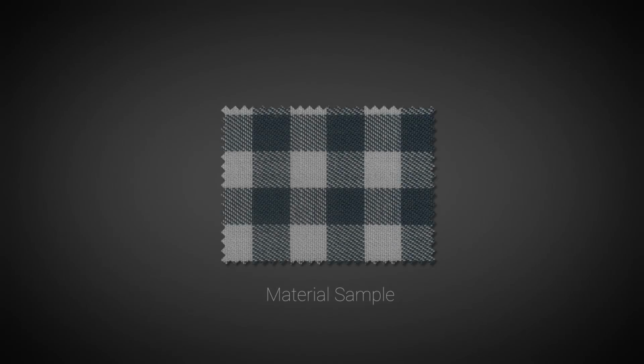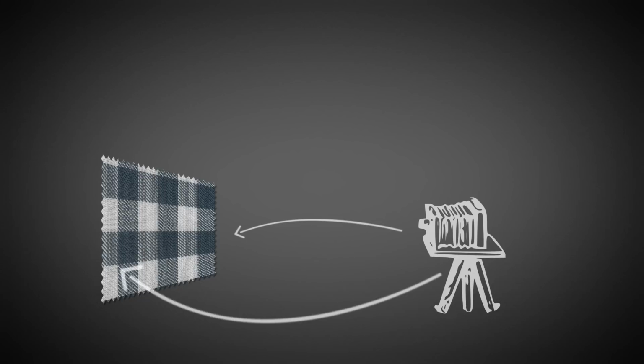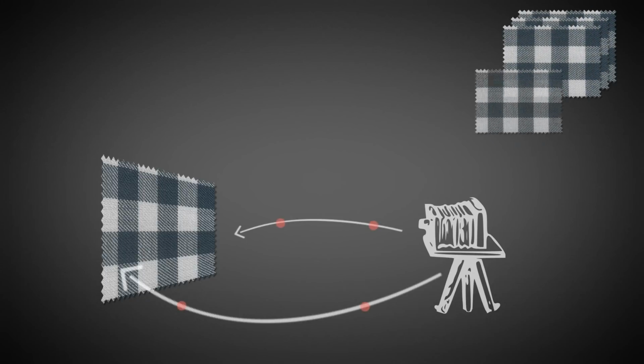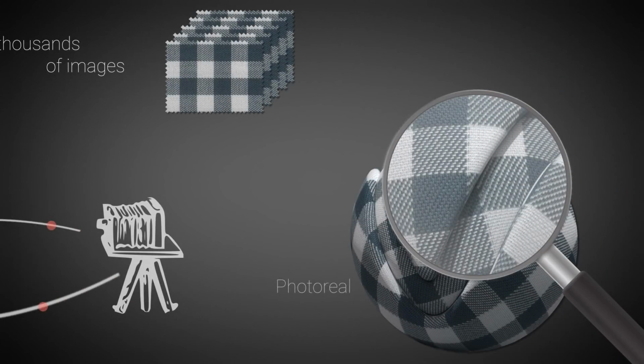Let's take a look at some of the key features of the VR Scans. A VR Scans material is generated by capturing thousands of images of a real-life material sample. The resulting scanned material is often indistinguishable from the original sample, which makes it appear photorealistic. The amount of photographs generated by the high-quality hardware captures the material's texture in exceptional quality and detail.